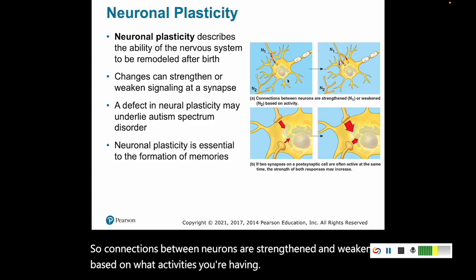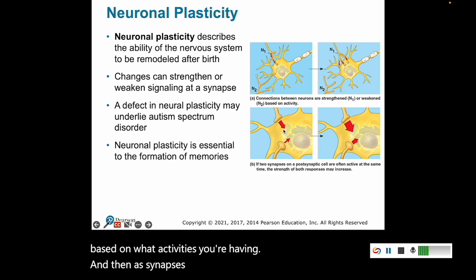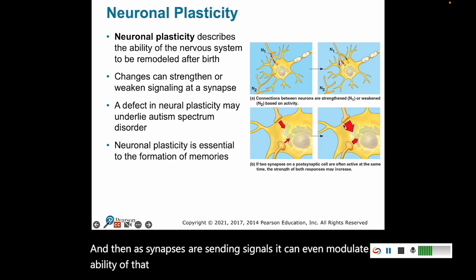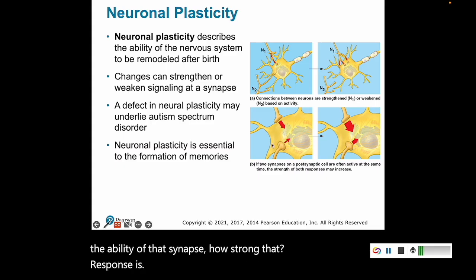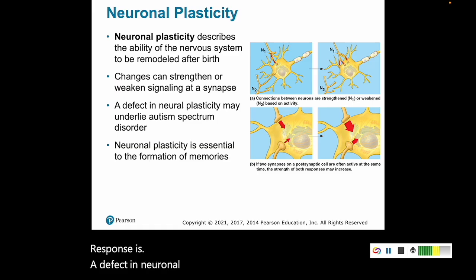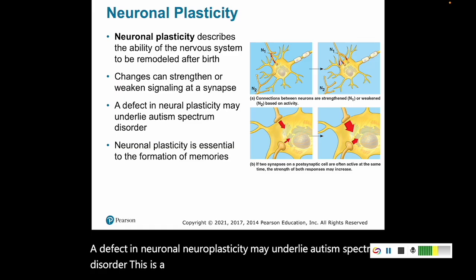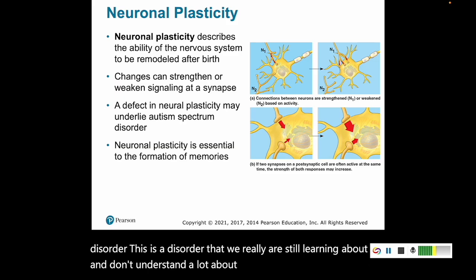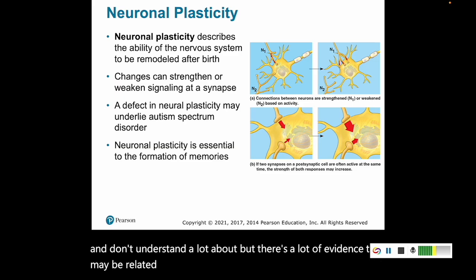And then as synapses are sending signals, it can even modulate the ability of that synapse, how strong that response is. A defect in neural plasticity may underlie autism spectrum disorder. This is a disorder that we really are still learning about and don't understand a lot about, but there's a lot of evidence it may be related to neuronal plasticity. And it's also essential in forming memories.